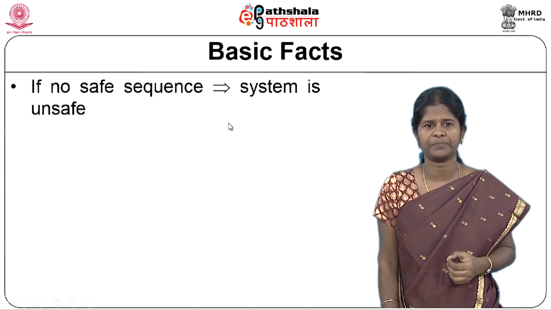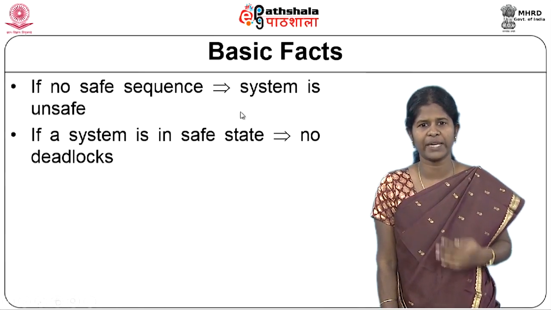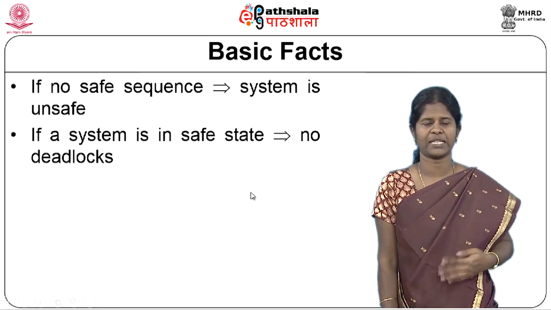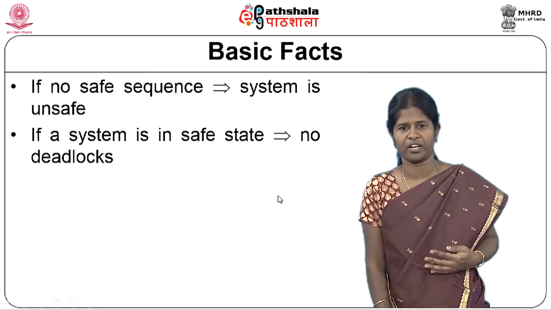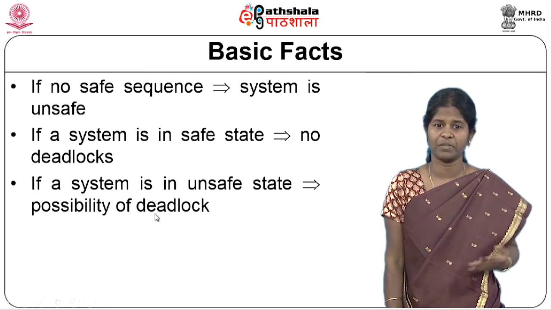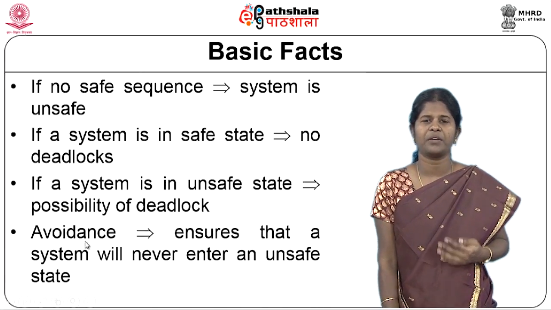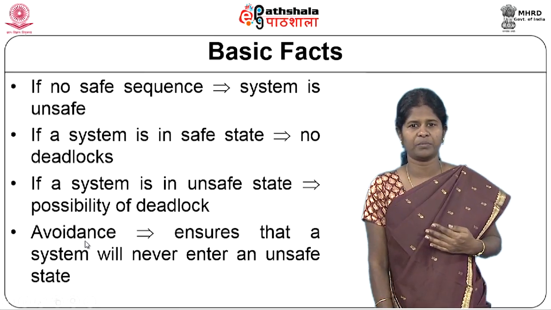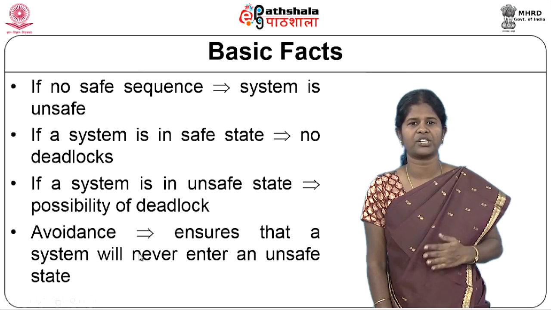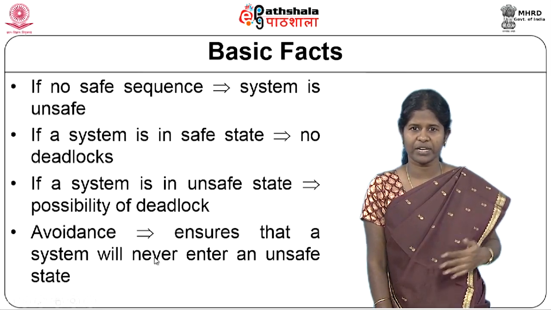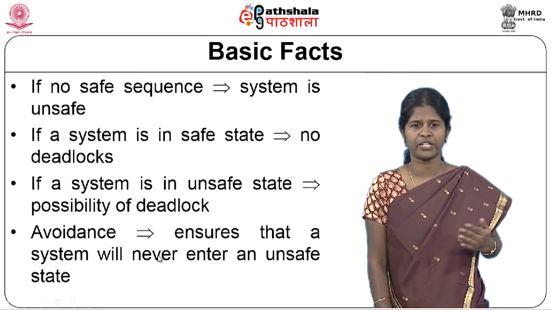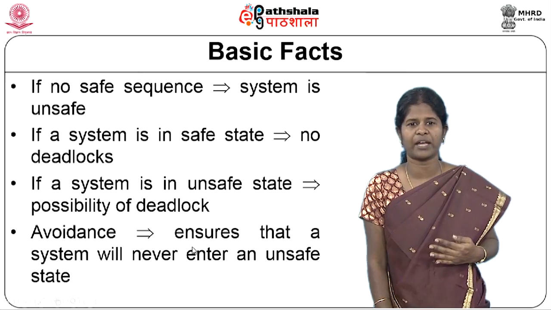So, some facts. If there is no safe sequence, then it means that the system is unsafe. If a system is in the safe state, then there are no deadlocks. If the system is in an unsafe state, then there is a possibility of a deadlock in the system. But when you are trying to avoid deadlocks, it ensures that the system will never enter an unsafe state. So, if you are trying to devise an algorithm for avoidance of deadlocks, then that should ensure that the system will never enter an unsafe state.